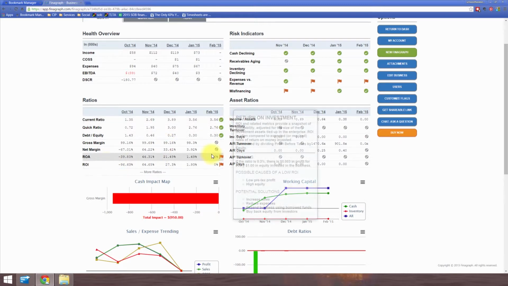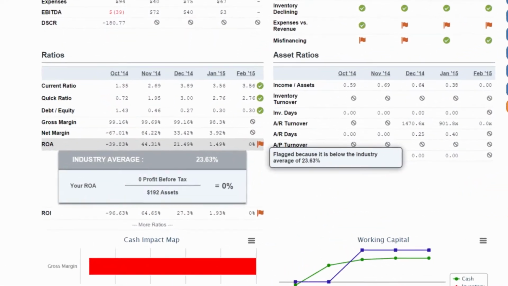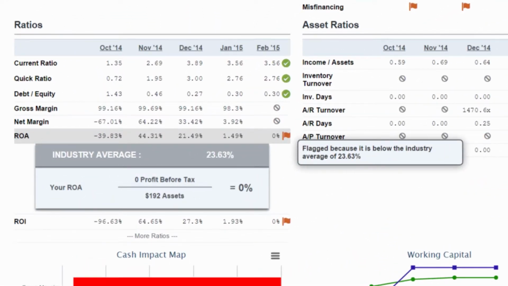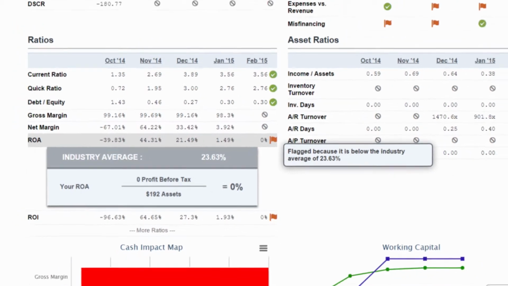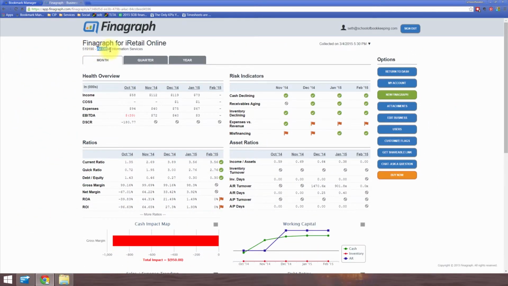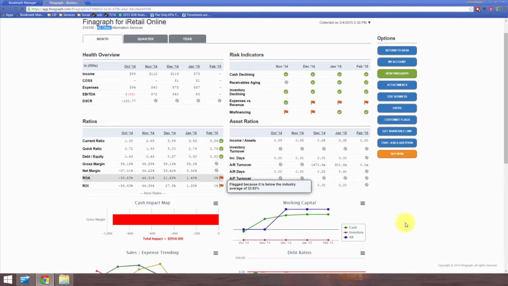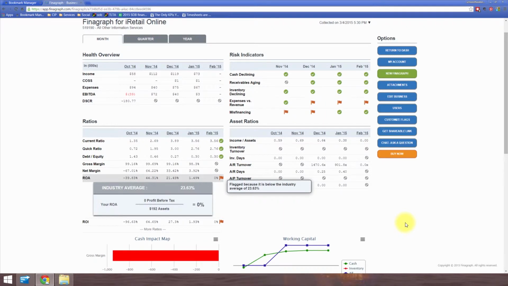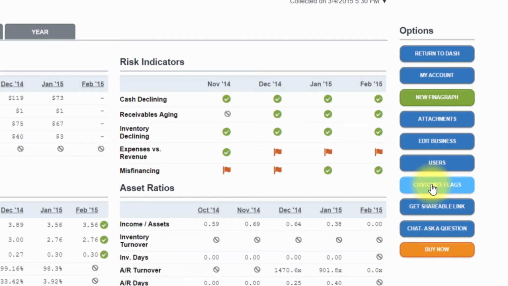Then we can come over here, though, and see where the flags are. Why is the return on assets flagged? It says right there, it's flagged because it is below the industry average of 23.63%. Well, I might look at that and say, okay, who cares? I don't care about the industry average. Right now, we're looking at a NAICS code that is having us get compared with, quote-unquote, all other information services. So frankly, when I see that, I don't know how relevant or how confident I would be in the relevance of that information. So that's where we want to start thinking about coming over here where it says customize flags.